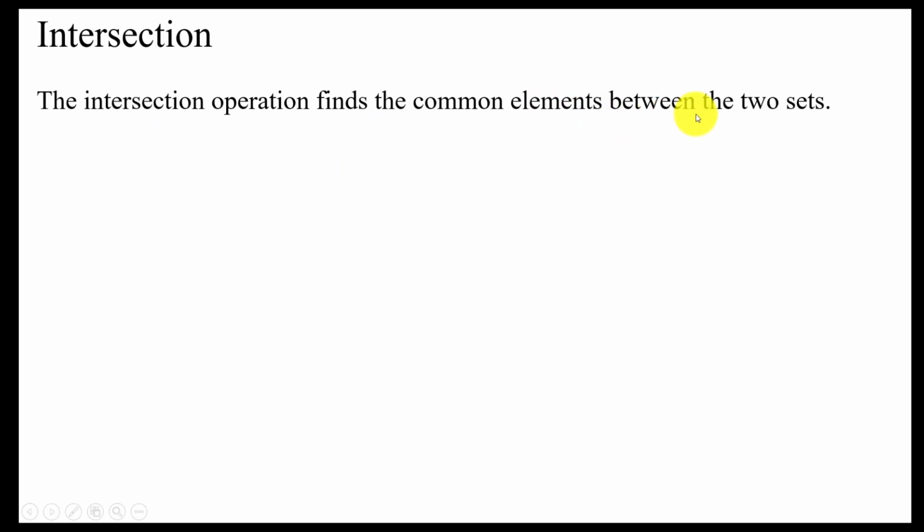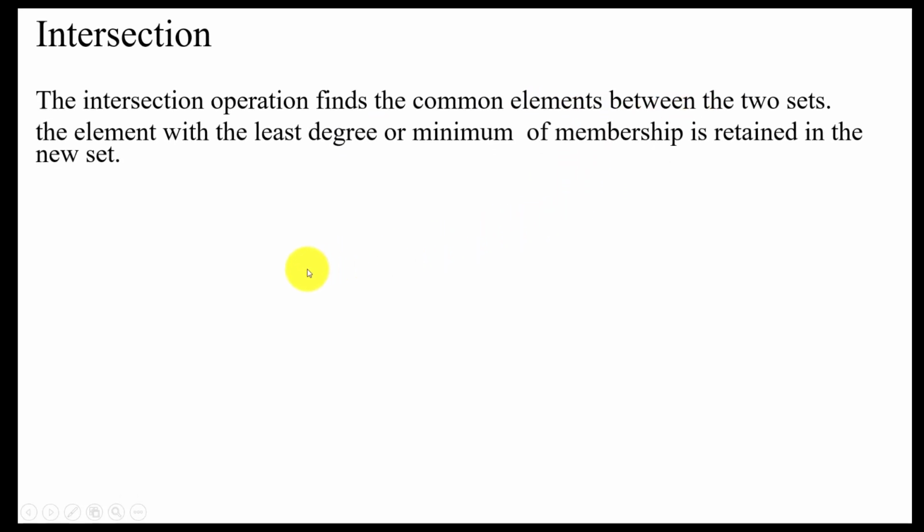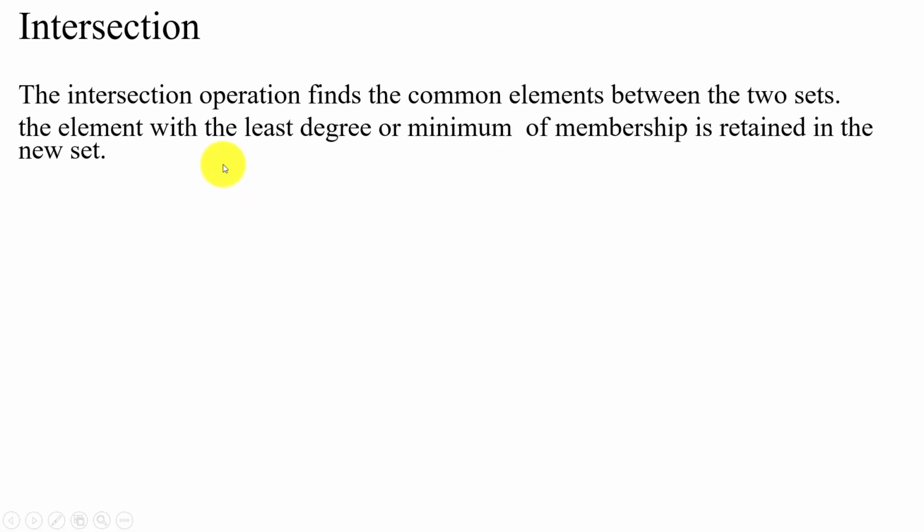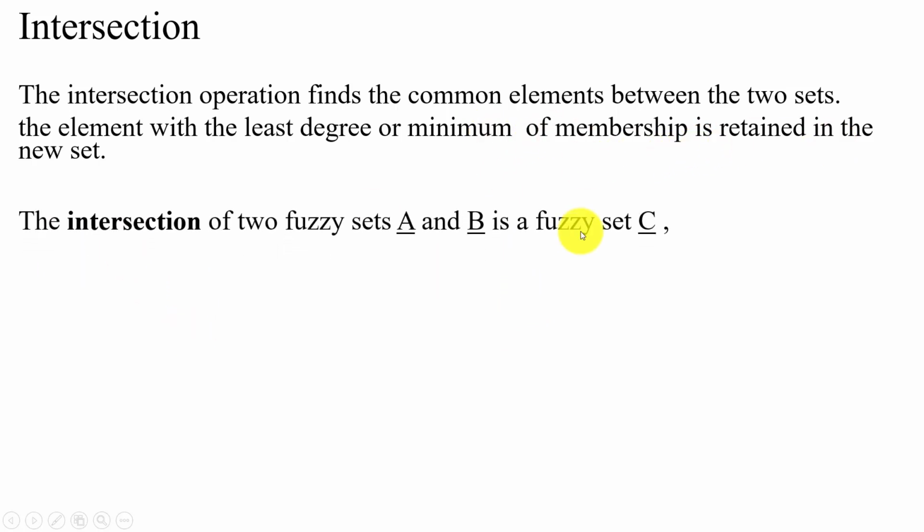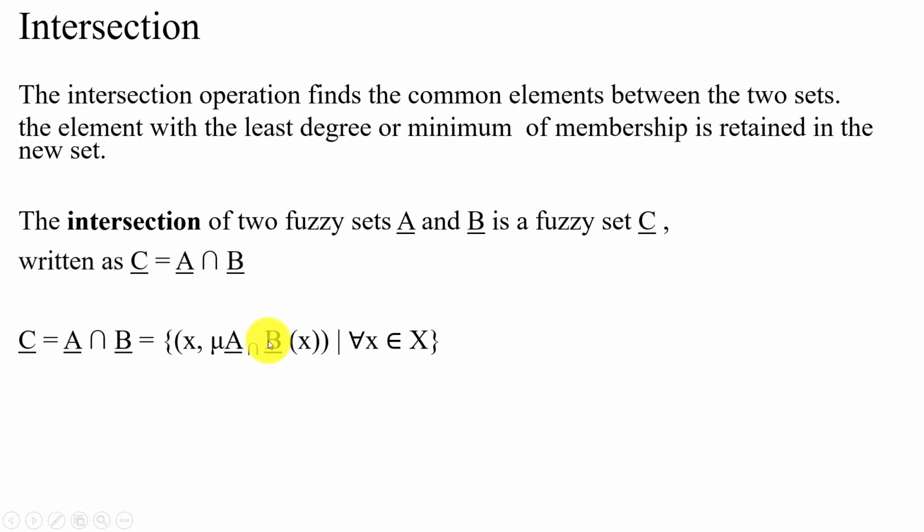The intersection operation finds the common elements between two sets. In fuzzy logic, the element having the least degree, or minimum value of membership, is retained in the new set. The new set is the set C. Set C is equal to A intersection B. You can write it as the minimum of the membership value of A(x) and the membership value of B(x).